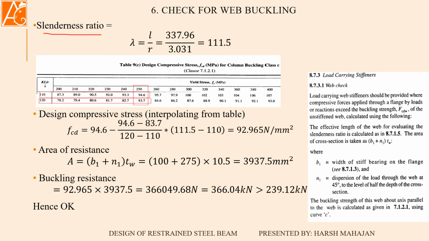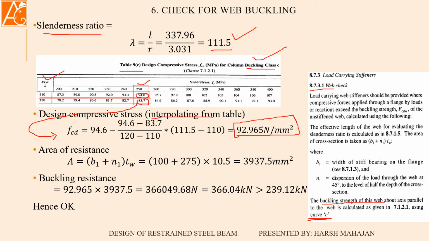So the slenderness ratio is 111.5, and clause 8.7.3.1 says that for buckling strength of the web, we have to calculate it from curve C. In the Indian Standard Code, we can see table number 9C for buckling class C. Here for KL by r ratio and Fy of 250, we found these values. Now I have to linearly interpolate these values for my slenderness ratio. So the design compressive strength is coming around 92.96 Newton per mm square.